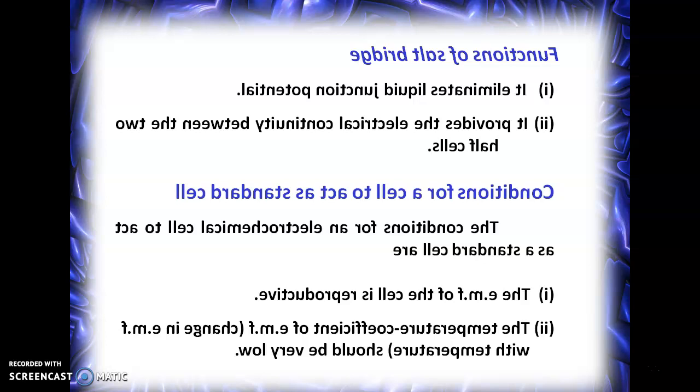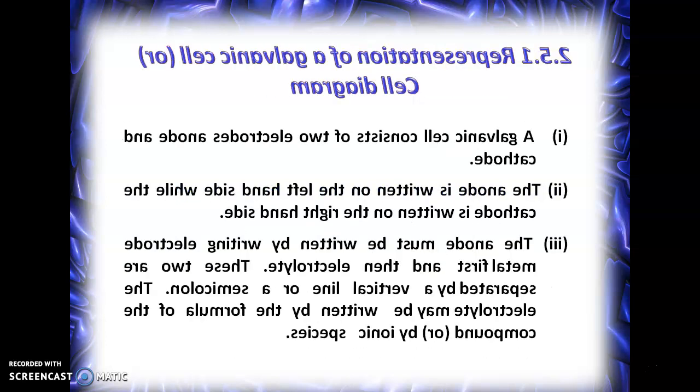Now, the conditions of a cell which acts as a standard cell. What are the conditions? The EMF of the cell should be reproducible. This is one of the conditions for a cell which acts as a standard cell. The second condition: the temperature coefficient of the EMF, that is, the change in EMF with temperature, should be very low. So this is the second condition. A cell that obeys these two conditions acts as a standard cell.